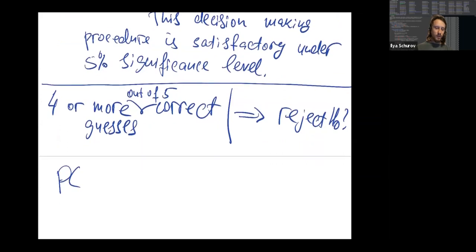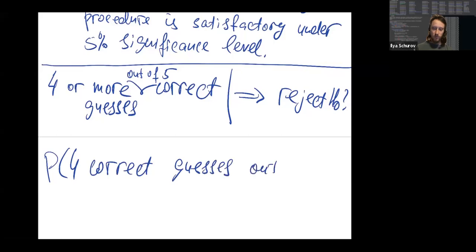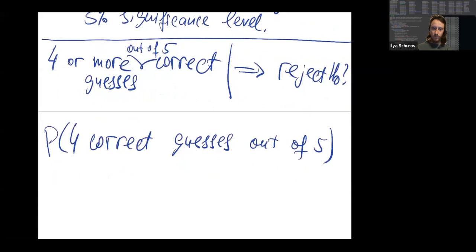So it is a bit more complicated question. It is a bit more difficult question. Let us find this probability. So let us find a probability to get 4 correct guesses out of 5. So if I want 4 correct guesses out of 5, it means that I have something like this: correct guess, correct guess, correct guess, incorrect guess, then correct guess.